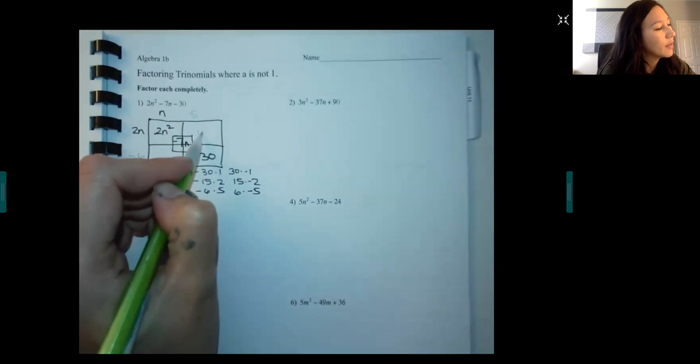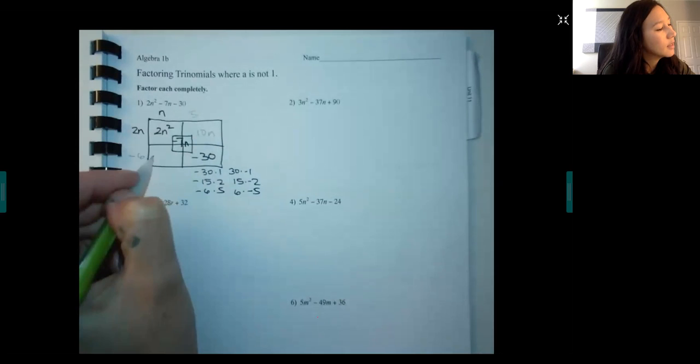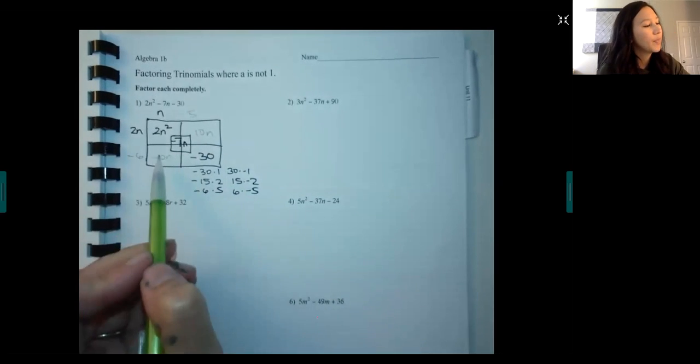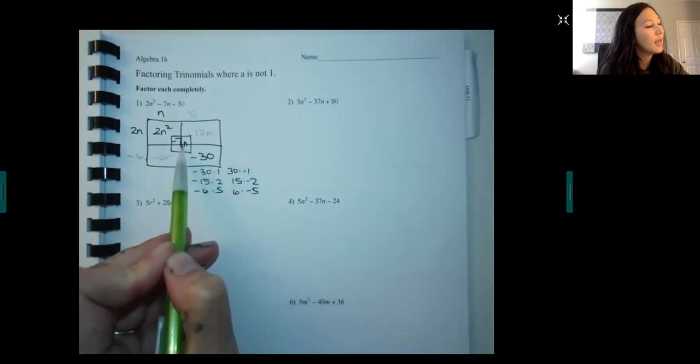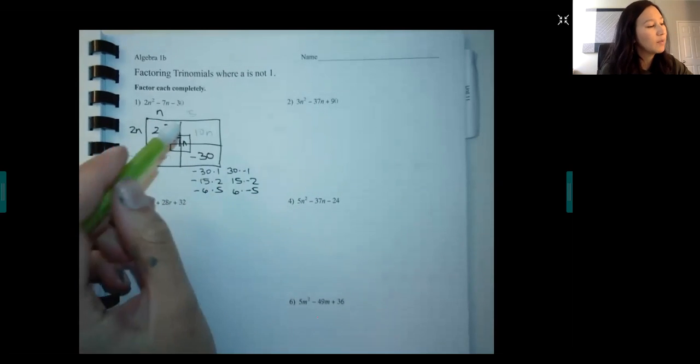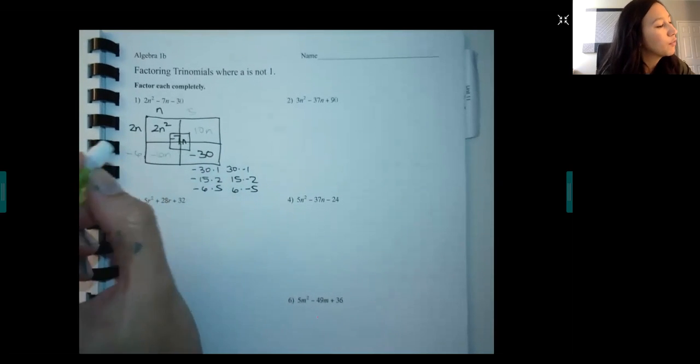2n times 5 is 10n. Negative 6 times n is negative 6n. So does that add to negative 7n? No, we have 10 and we're taking away 6. So that would only give us 4n.